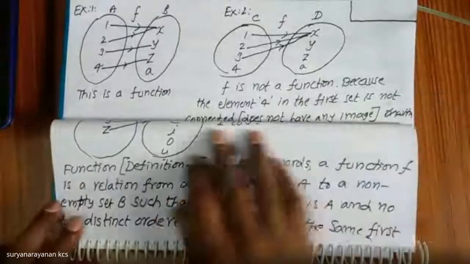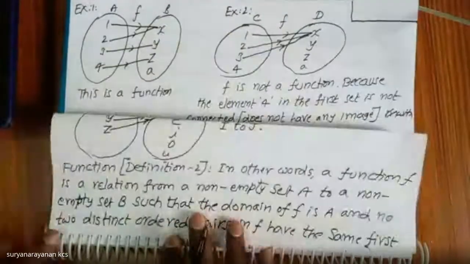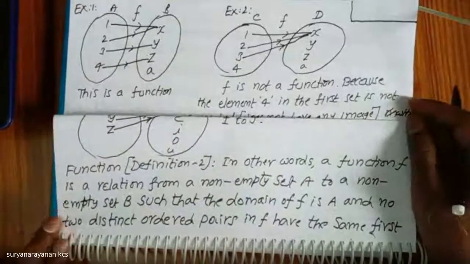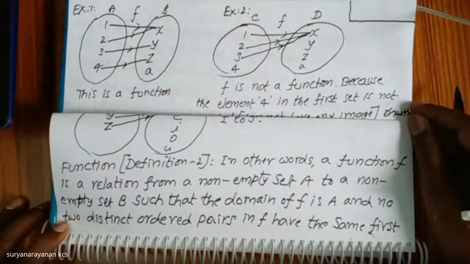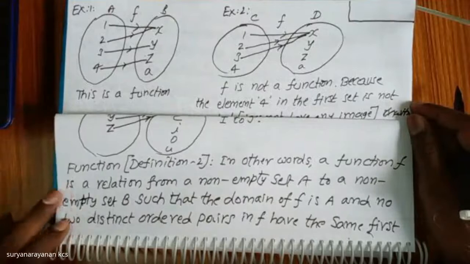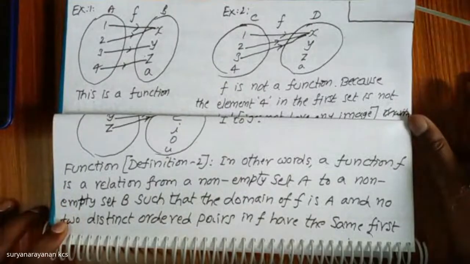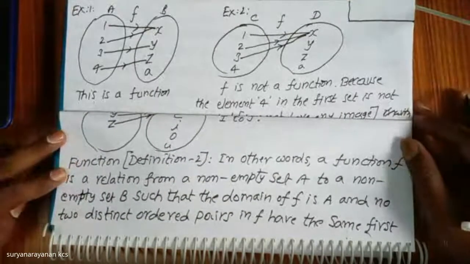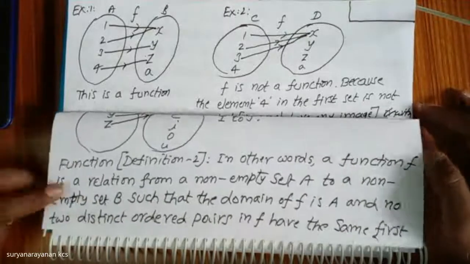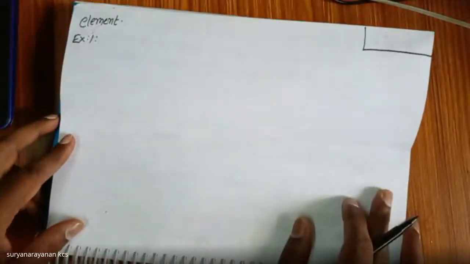Okay, my dear Percy. See here. See the definition again, the second definition. In other words, a function f is a relation from a non-empty set A to a non-empty set B such that the domain of f is A and no two distinct ordered pairs in f have the same first element. Okay, my dear Percy? Yes.